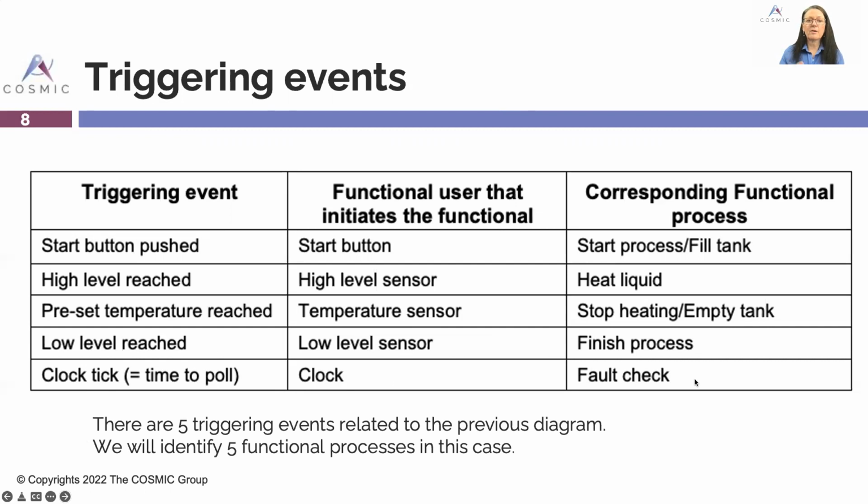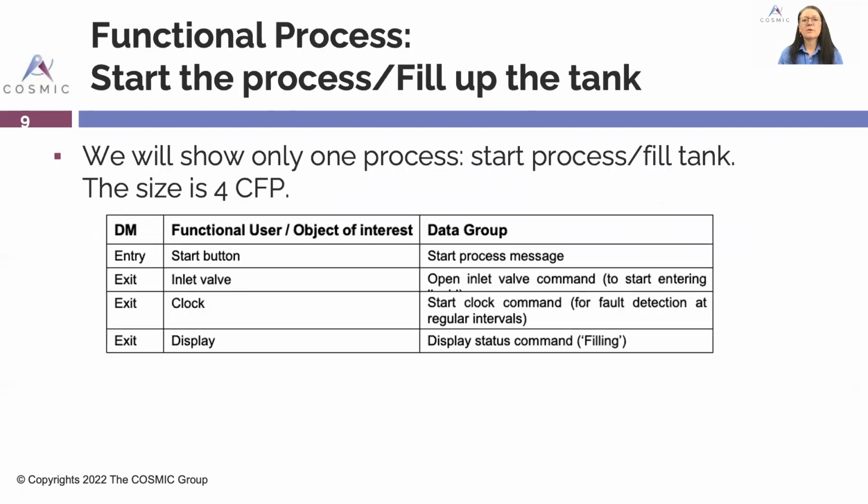So there are 5 triggering events related to this previous diagram. We will then identify 5 functional processes in this case. So let's look at the detail for the functional process, start the process, fill up the tank. We will show only this one process, and its size is 4 cosmic function points.